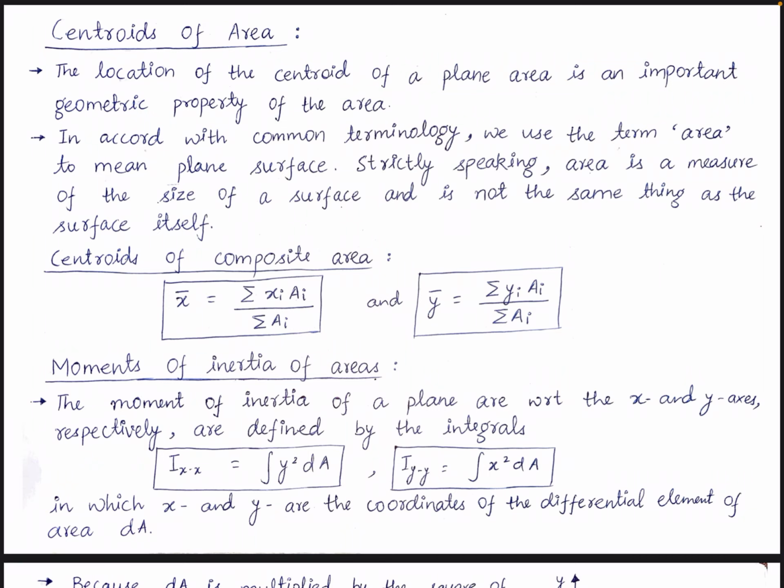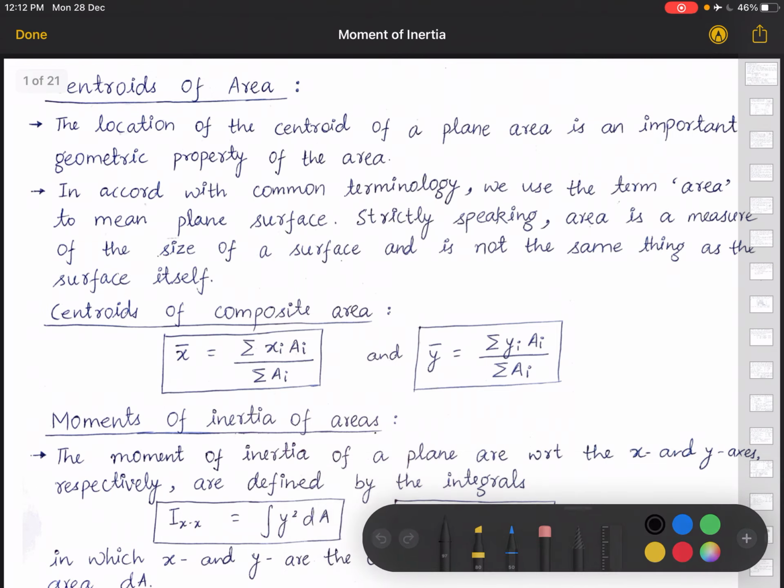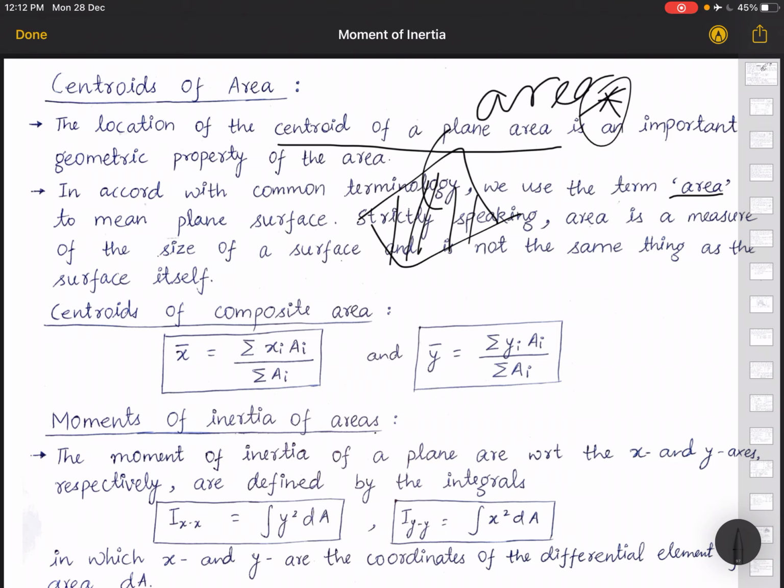The location of the centroid of a plane area is an important geometric property of the area. It is a very important point. In accord with common terminology, we use the term area to mean plane surface. So if the surface is plane, it means it is an area. If area is given, we have to assume a plane surface. Okay.